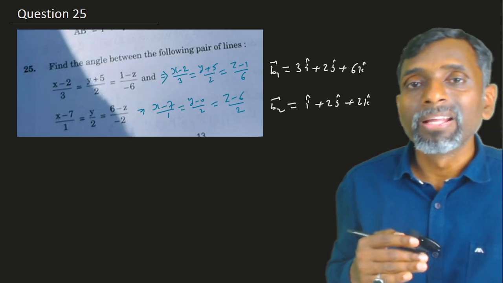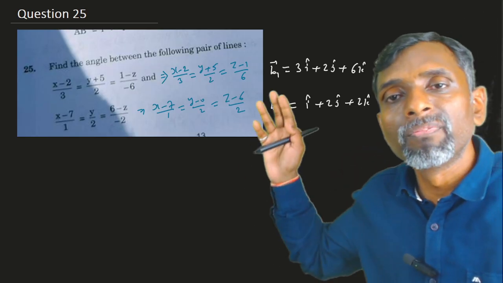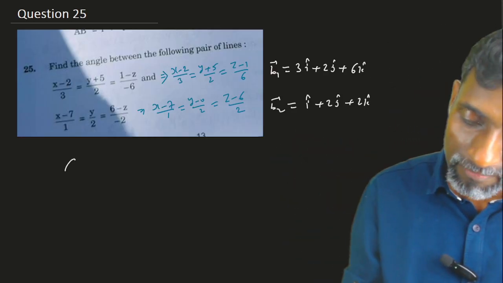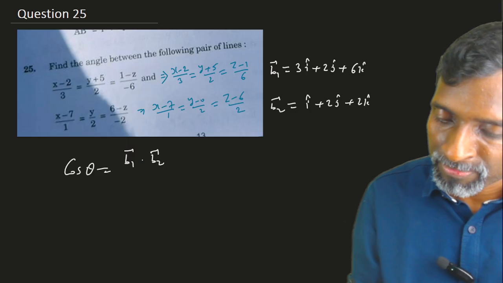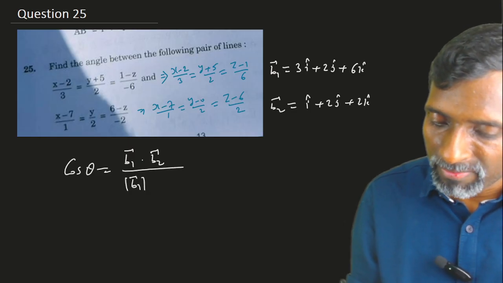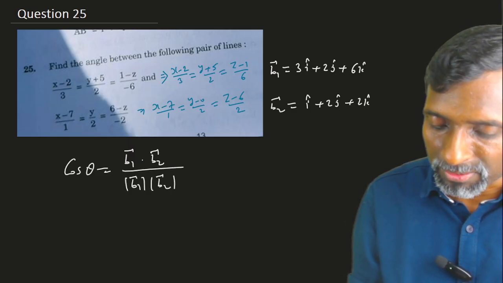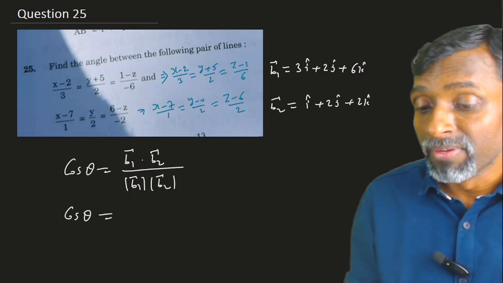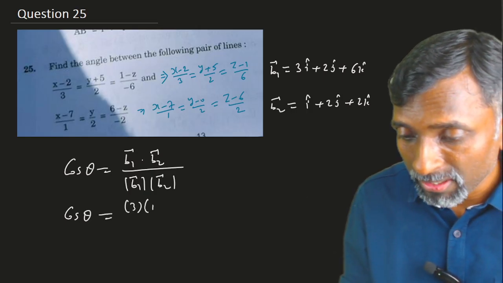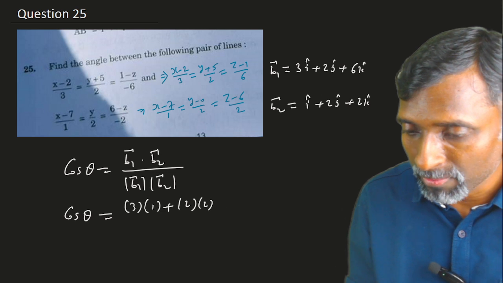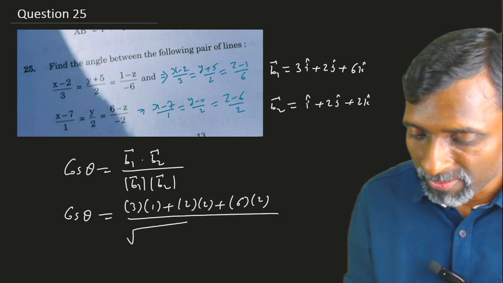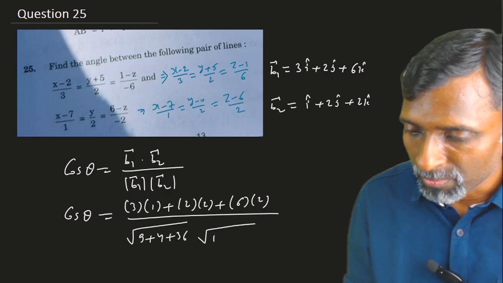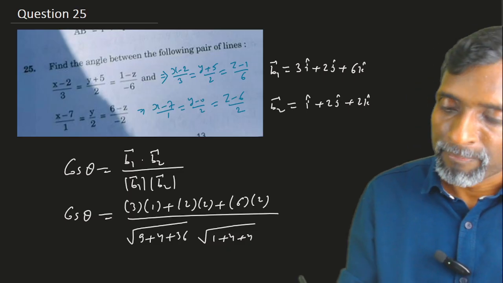So when we are finding the angle between these two lines, it means we have to find the angle between their direction ratios, and we know the formula. Cos theta is equal to what? b1 vector dot b2 vector divided by magnitude of b1 vector multiplied by magnitude of b2 vector. So cos theta can be written as, when we find the dot product, 3 multiply 1 plus 2 multiply 2 plus 6 multiply 2, divided by the magnitude of b1 vector, square root of 3 square 9 plus 2 square 4 plus 6 square 36, multiplied by square root of 1 square 1 plus 4 plus 4.